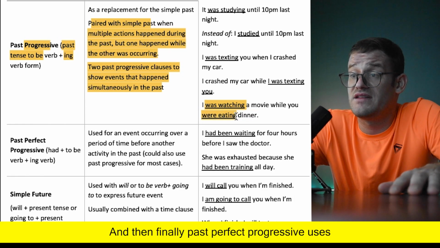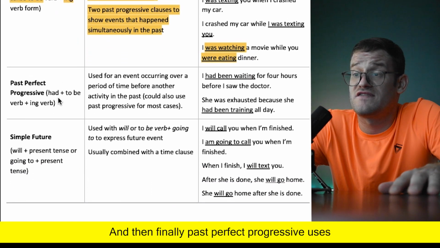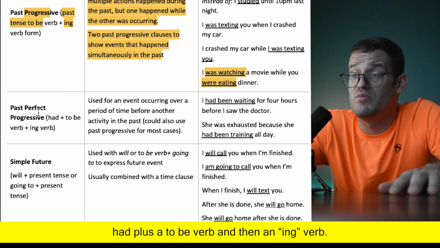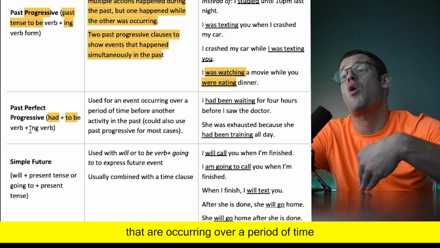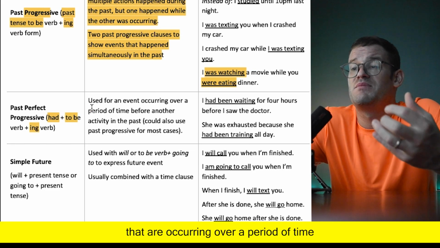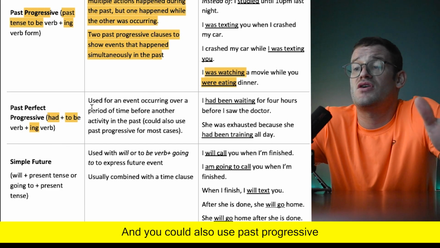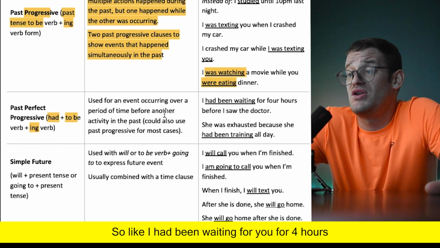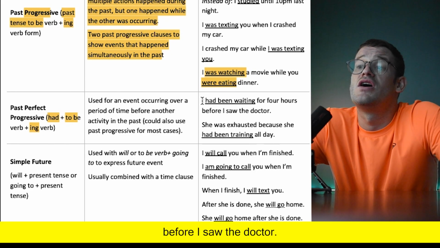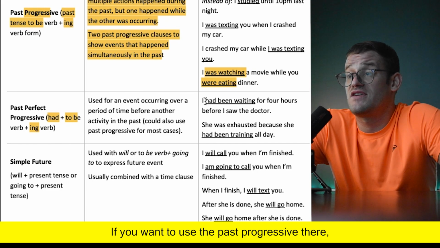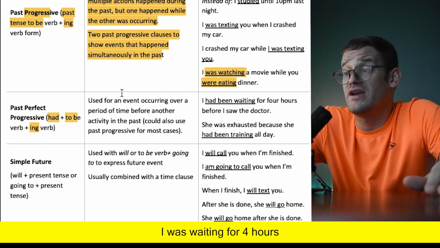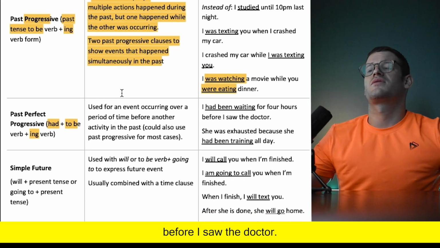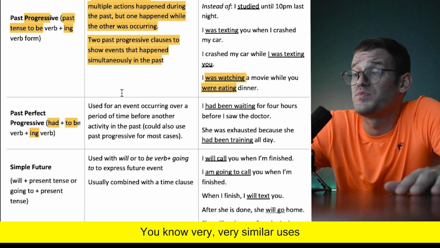All right, and then finally, past perfect progressive uses had plus a to be verb and then an ing verb. So this is used for events that are occurring over a period of time and before another activity in the past. And you could also use past progressive for most cases. So like I had been waiting for you for 4 hours before I saw the doctor. If you wanted to use the past progressive there, you could say, I was waiting for 4 hours before I saw the doctor. Very, very similar uses there.